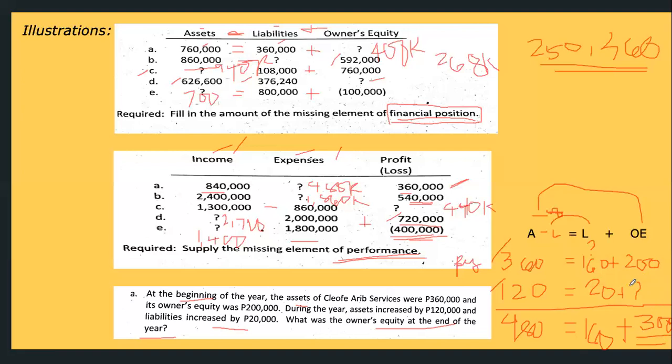So this question mark here, we can compute already, di ba? Because the beginning balance is 200 and the ending is 300, so what was added during the year is 100. So 100 is the increase of owner's equity for that certain period, for the year. Okay, this is how you compute or how you apply the accounting equation. I hope you get it, class.